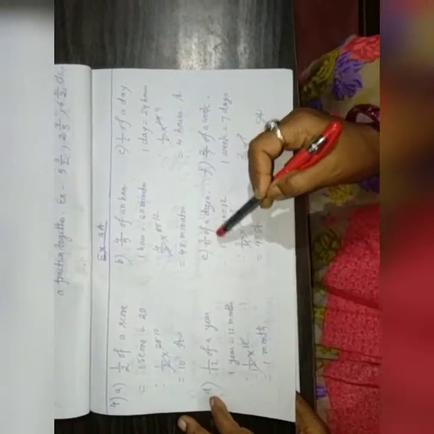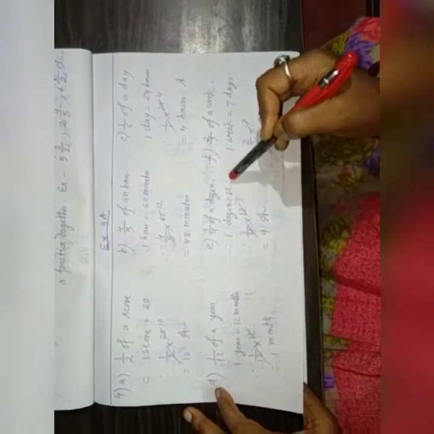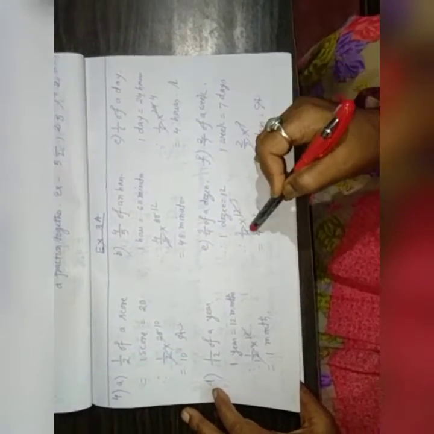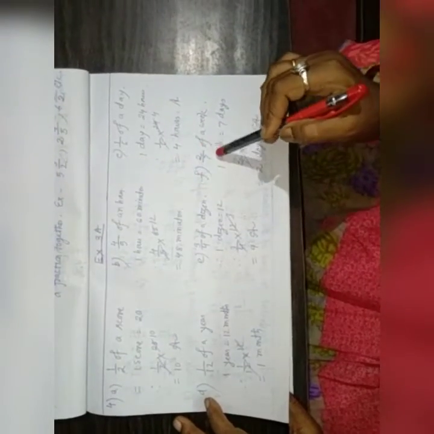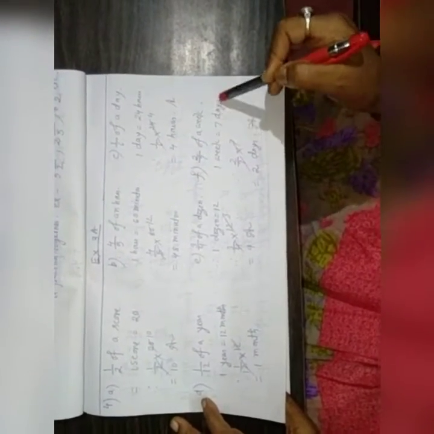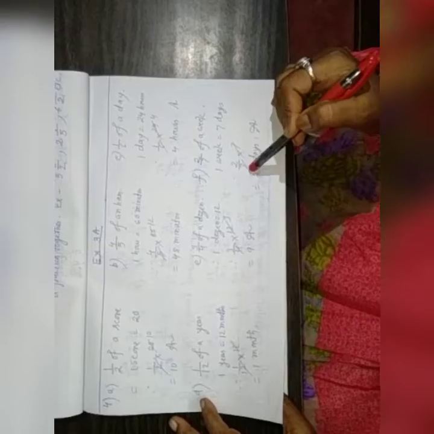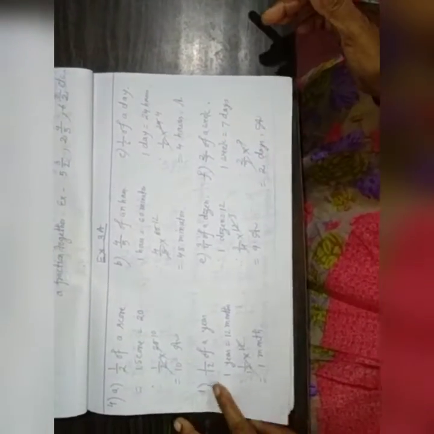E. 3 by 4 of a dozen. 1 dozen equals 12. 3 by 4 into 12 equals 3 fours are 12, 3 threes are 9. Okay. F. 2 by 7 of a week. 1 week equals 7 days. It is 2 by 7 into 7. 7 sevens cancel here, 2 days.